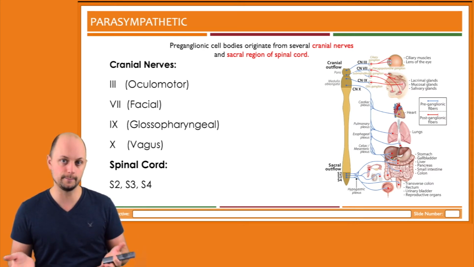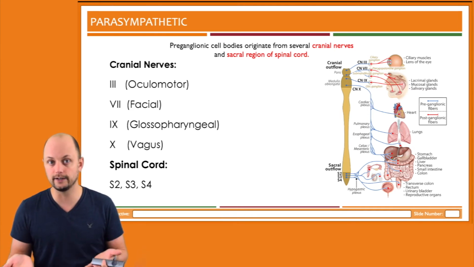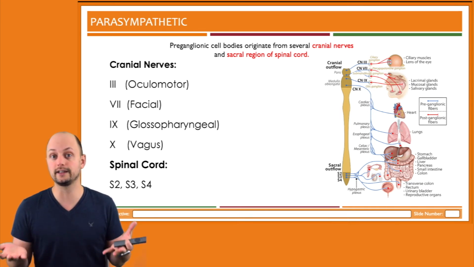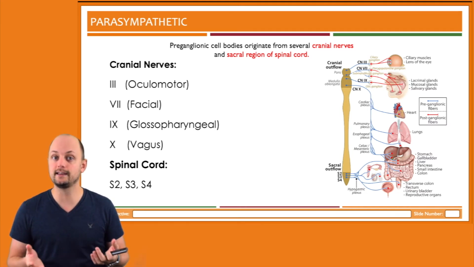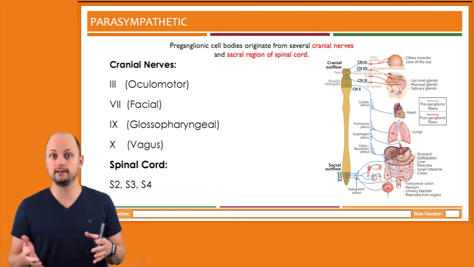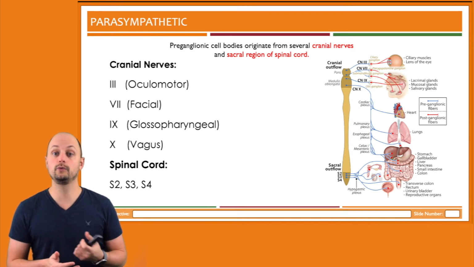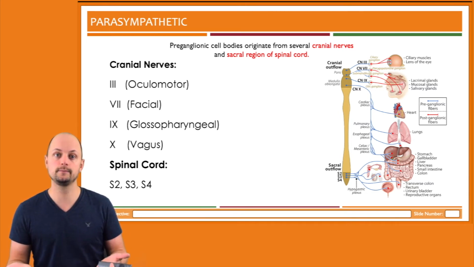So for example, the oculomotor nerve is normally important for moving your eyes around, but its autonomic function is to control the lacrimal glands or the tear glands inside of your eyes. Your facial nerve is important for taste and for facial expressions, but its autonomic function is to produce saliva. The glossopharyngeal nerve is important for moving around your tongue, but it also helps to regulate saliva production.